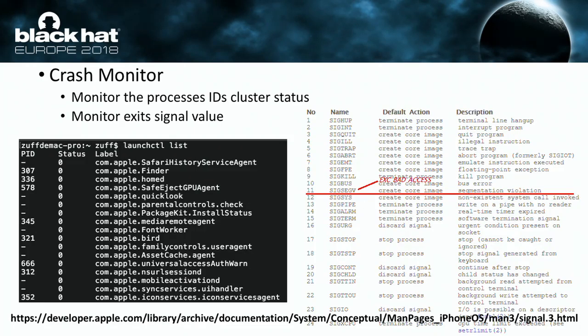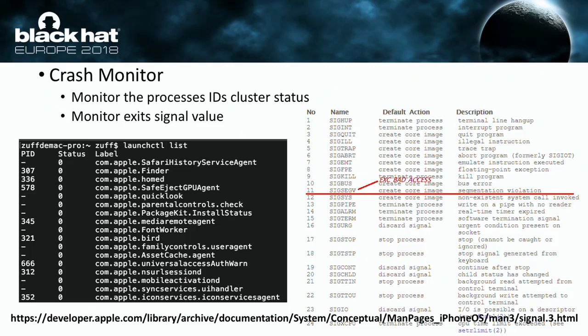Since one XPC service may have many processes, we need crash monitoring. The strategy we use is to monitor the status of the process for each XPC service. If any process exits, we get its exit code and check whether it is an abnormal abort. The figure on the right shows the exit code and its abnormal action.